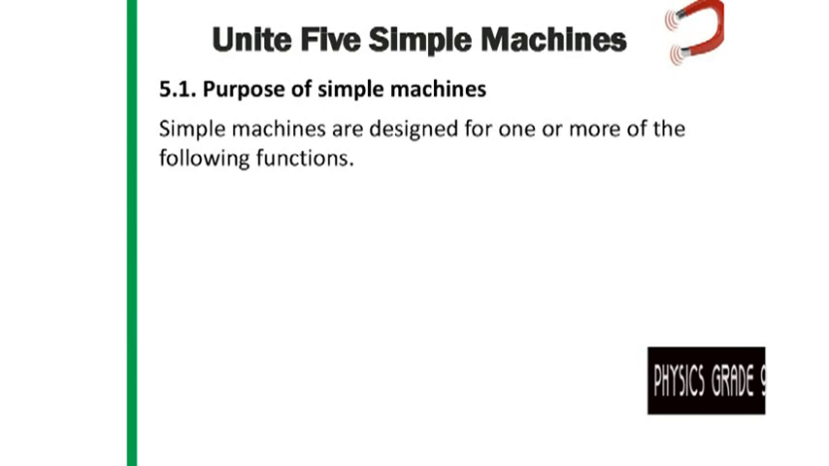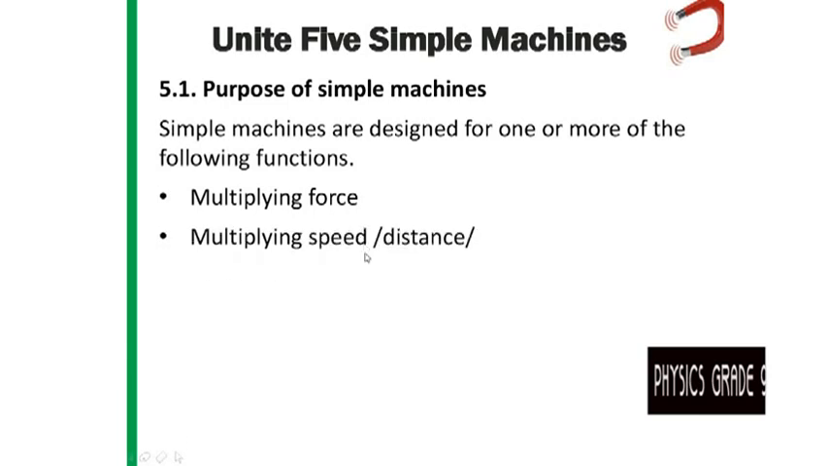So what exactly are the purposes of simple machines? Simple machines are designed for one or more of the following purposes. They can act as multiplying forces. They can multiply speed or distance. They can also change the direction of a force.